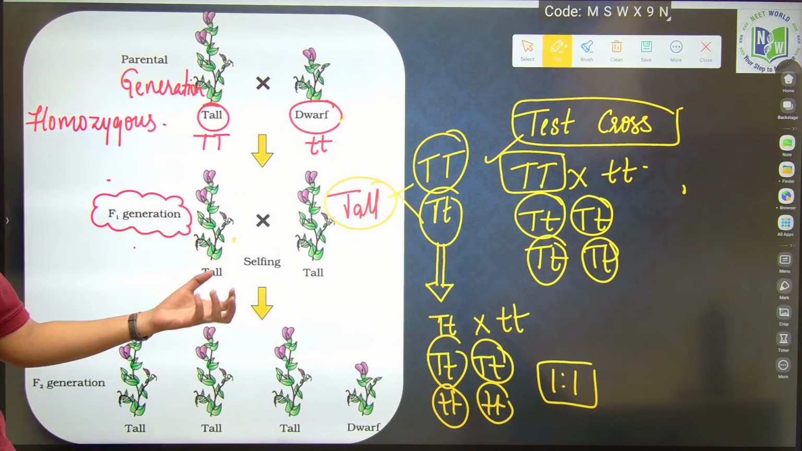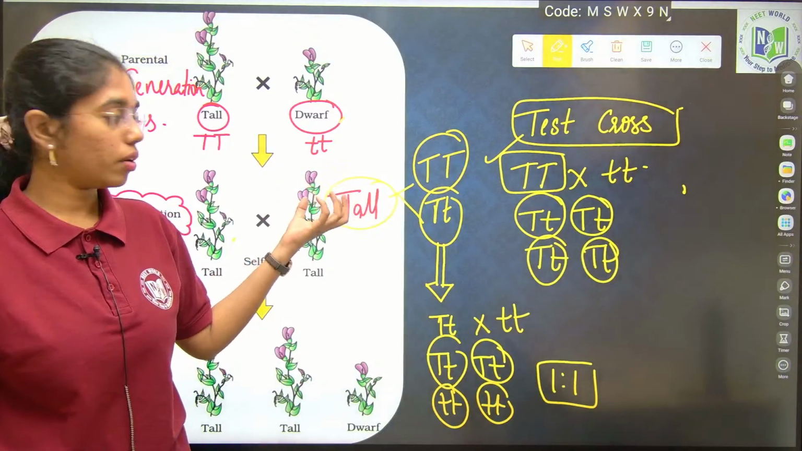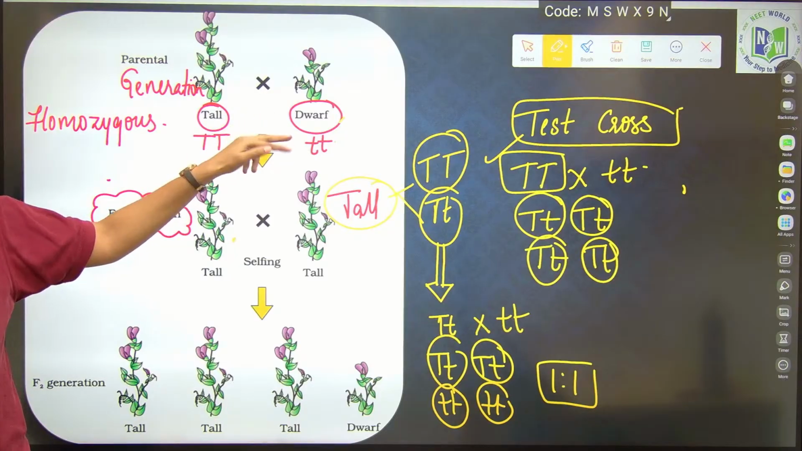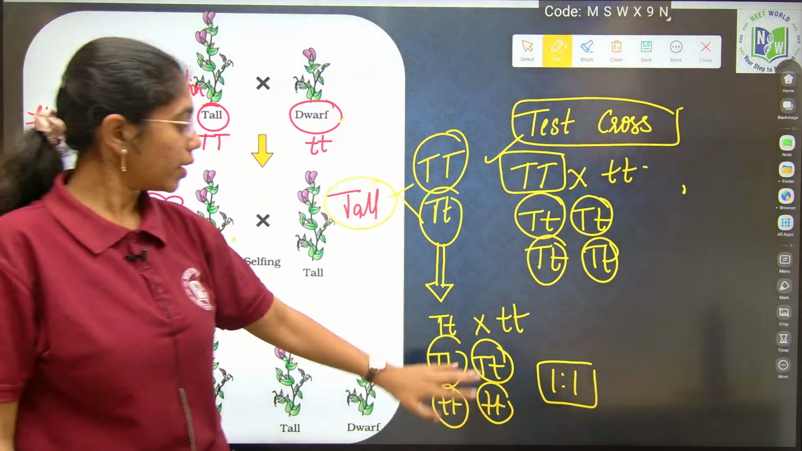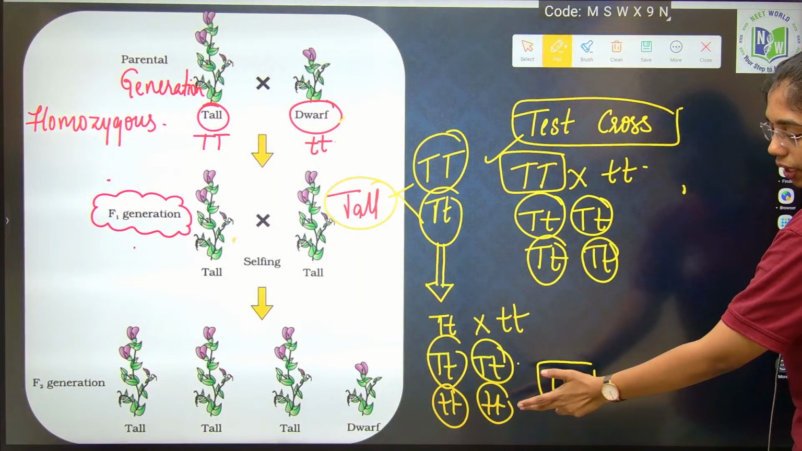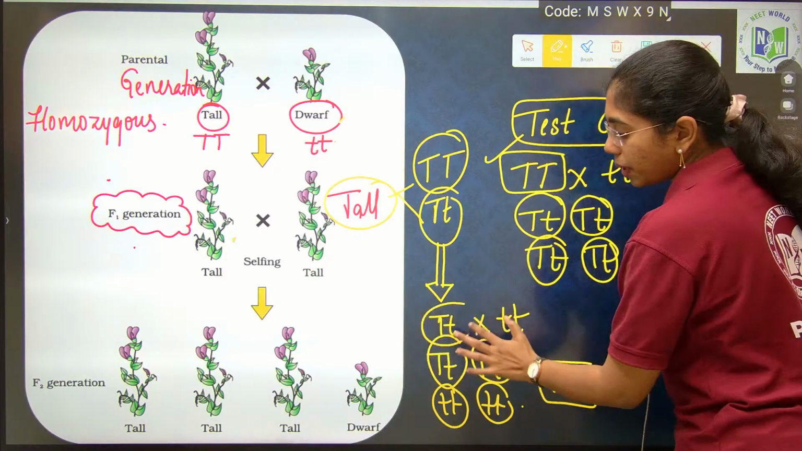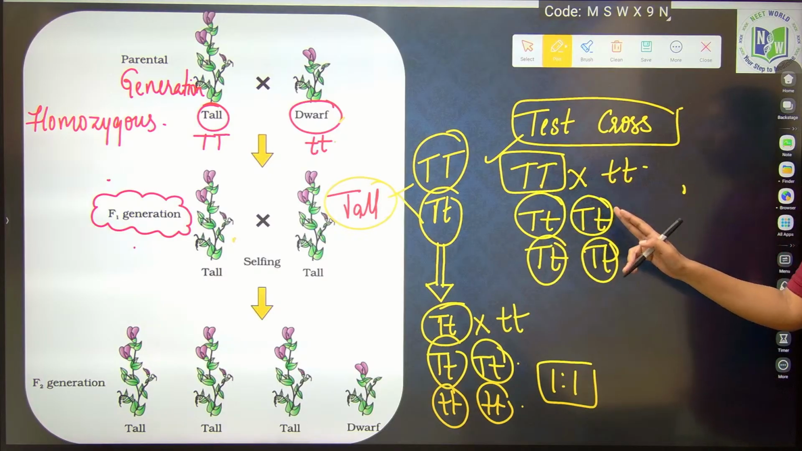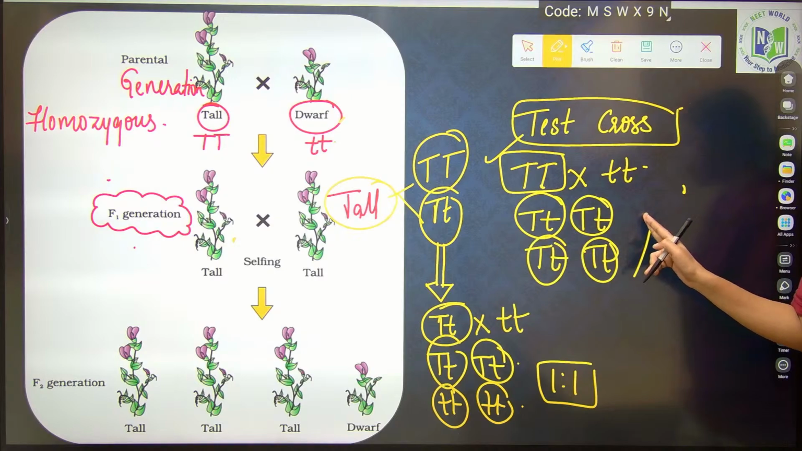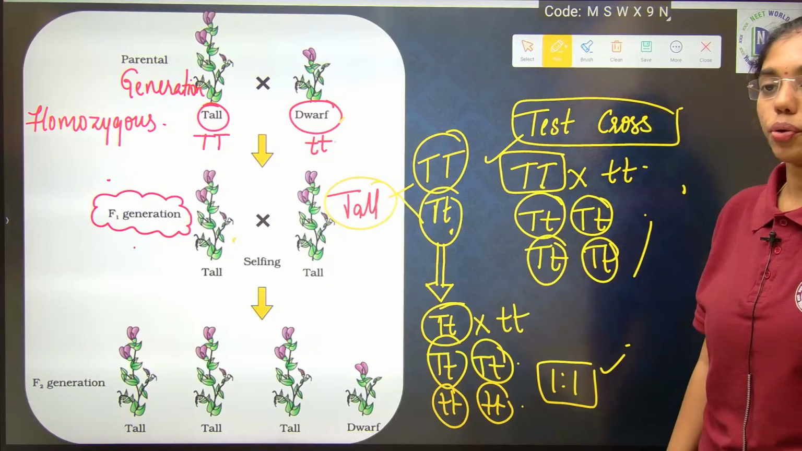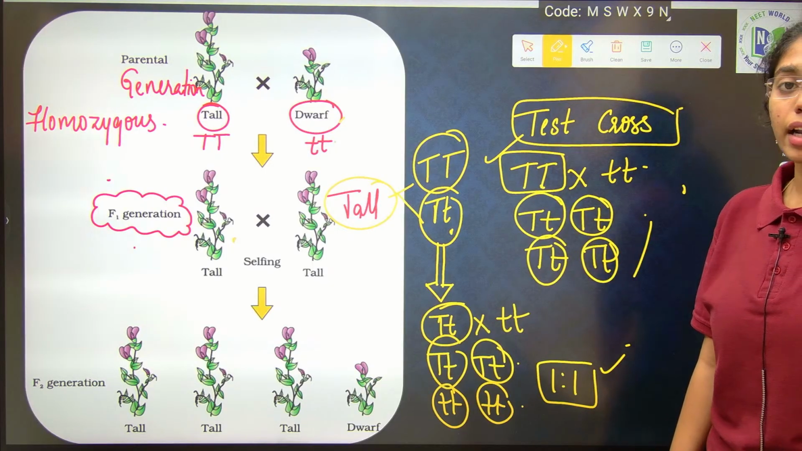So when the genotype of the unknown plant is crossed with the recessive parent, if you get one dominant and one recessive trait, then it is known that the genotype is heterozygous tall. If it is homozygous tall, all the offspring will be dominant phenotype only. If it is heterozygous tall, you will get 1:1 ratio. Clear till here? Any doubts anywhere?